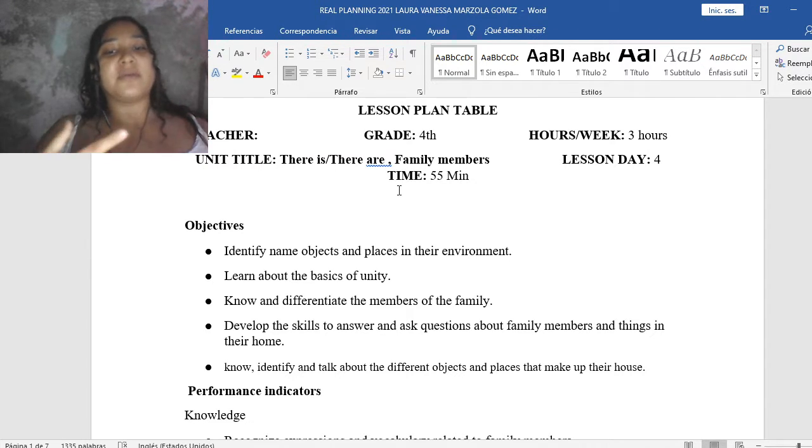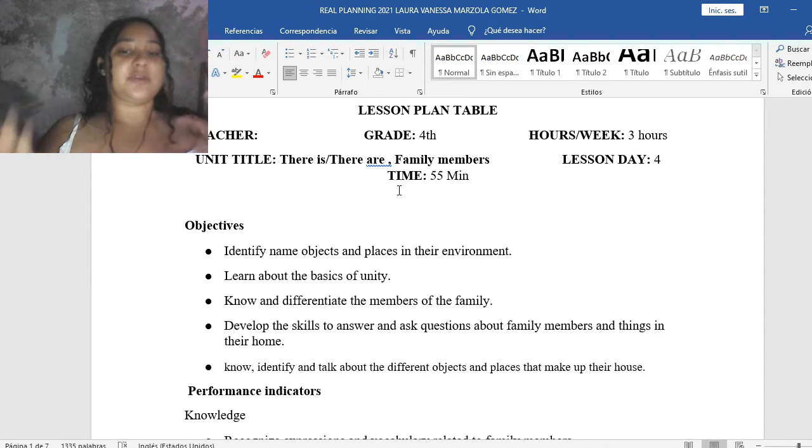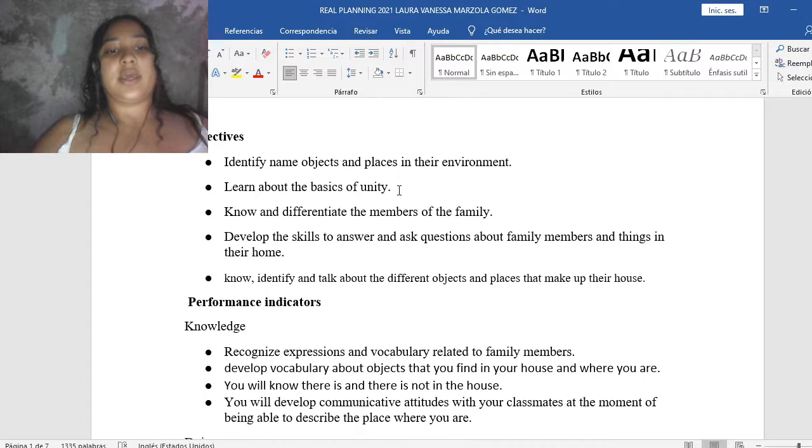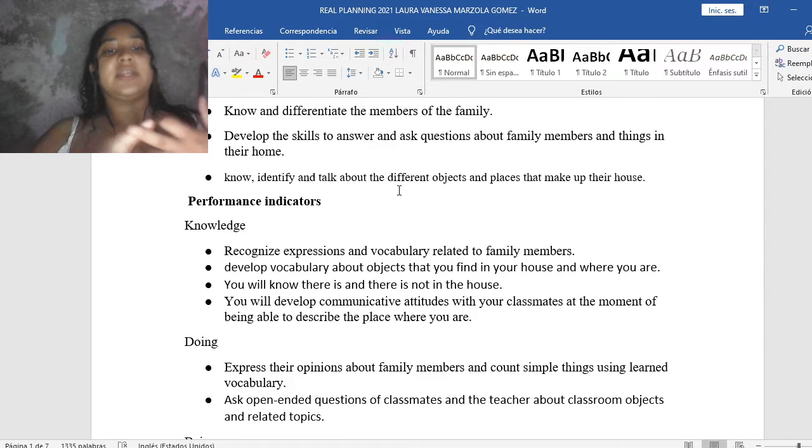Know and differentiate the members of the family and the objects. Develop the skill to answer and ask questions about the family members and things in their home or outside their home. Know, identify, and talk about the different objects and places that make up their house.